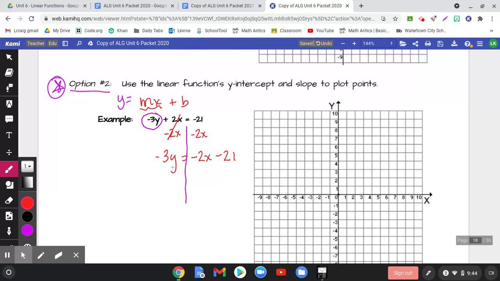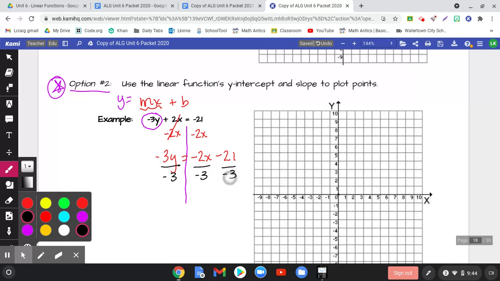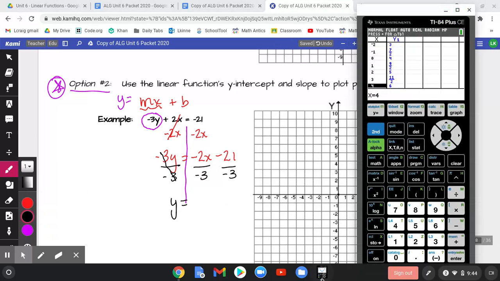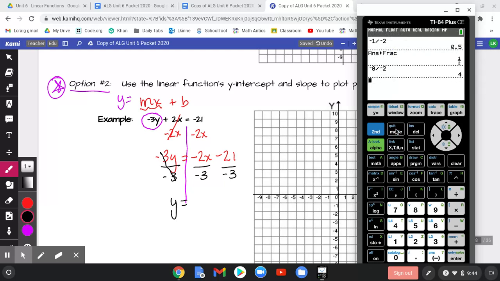We got to get rid of this multiplying by negative 3. So I'm going to divide everything by negative 3. And again, just watch your signs. Negative 3 divided by 3 is positive 1. So you're just left with y equals, which is good. That means you're done. Negative 2 divided by negative 3 in your calculator, just hit second mode to get out of there. See the little quit there? So negative 2 divided by negative 3.